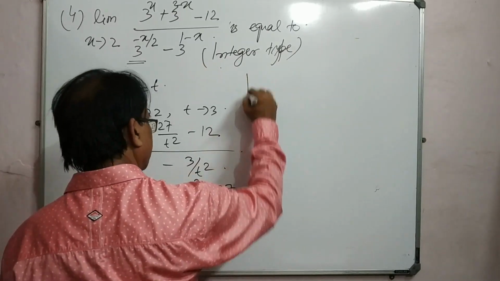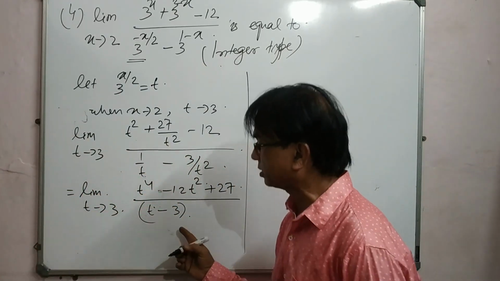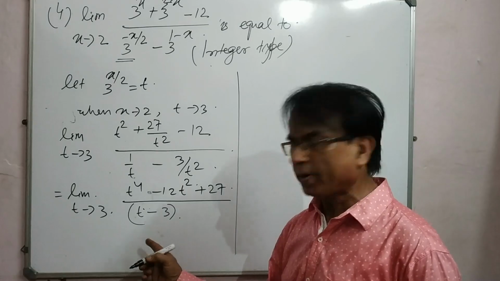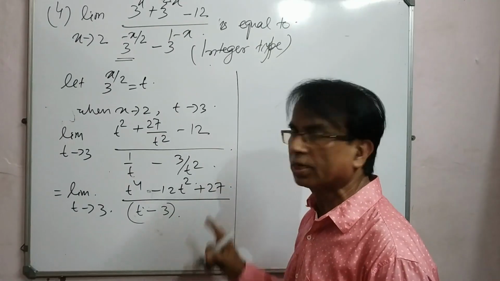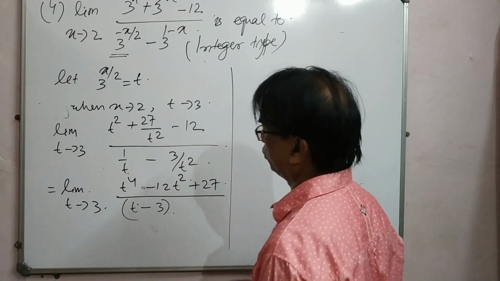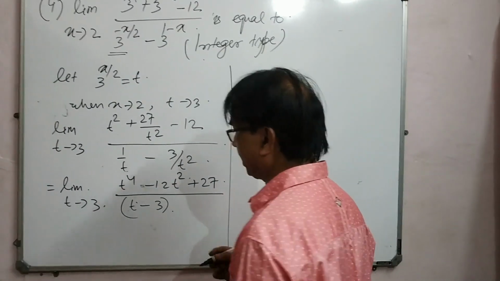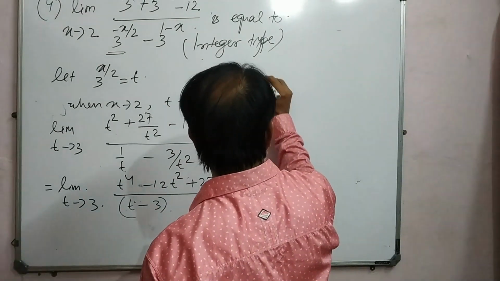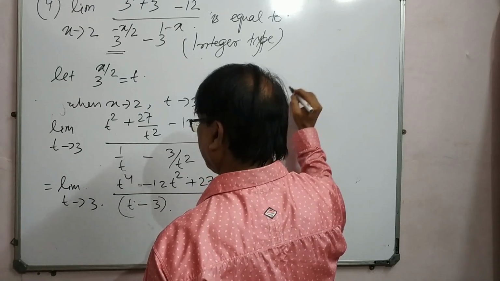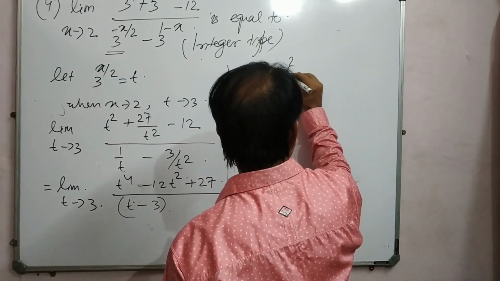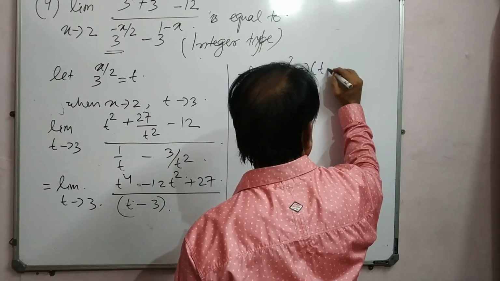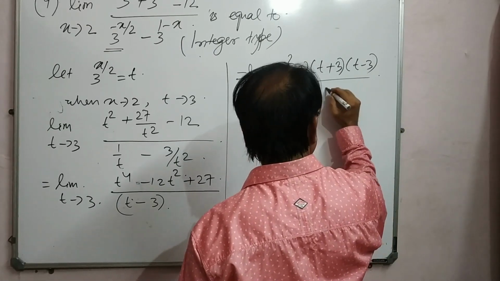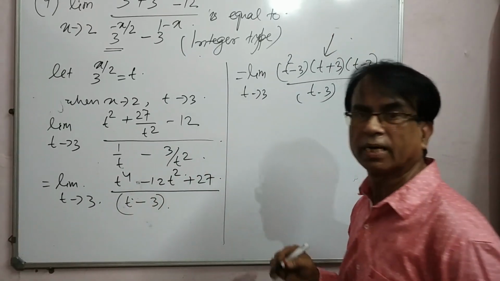Now here, whenever we have such type of limits, as we have seen in NCERT, we expect that the denominator is a factor of the numerator, and if you factorize it, after division, I will explain what we are getting here. Limit t tends to 3, (t square minus 3)(t plus 3)(t minus 3) by (t minus 3). How am I getting this? I am explaining this one.